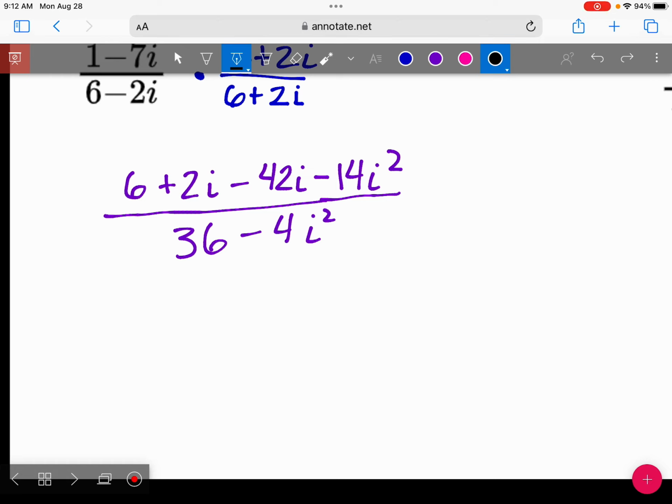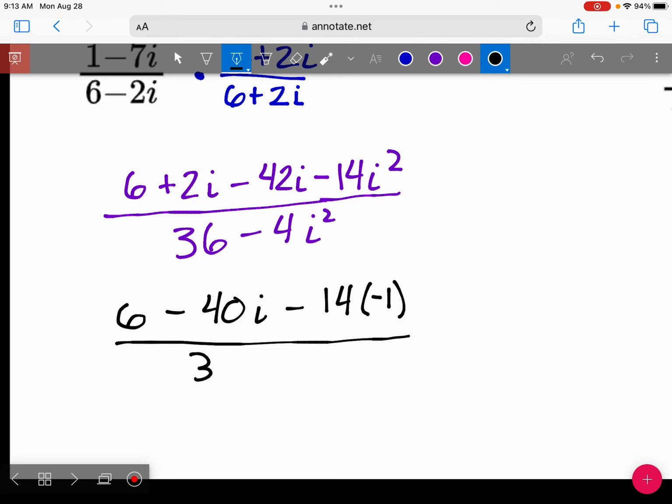When we simplify this, what do we get? I didn't get 42, so let's work our way through it then. So we're going to have 6 minus 40i minus, like that. I'm just writing my next step down here. 36, 4 times -1, like that.